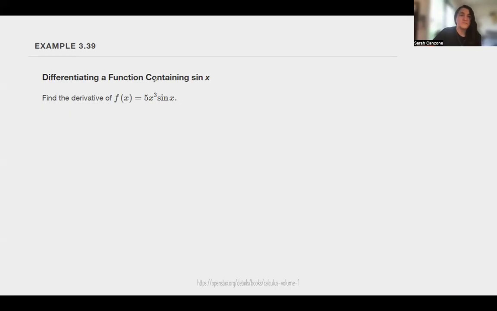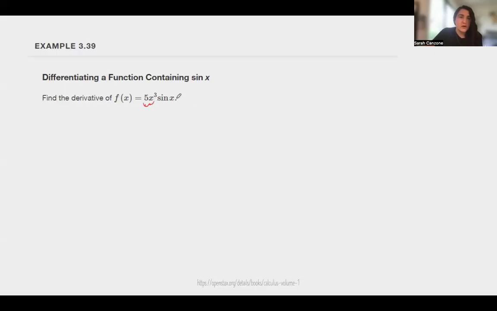This is an example. So we have a function f of x, which is 5x cubed times sine x. So this is two different types of functions. This is a product between a regular old x function and a sine function. So this does need to use the product rule. There's no fun way we could distribute it. There's no way around it. We just have to use this rule.